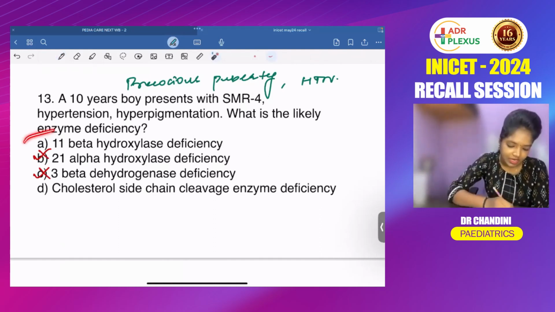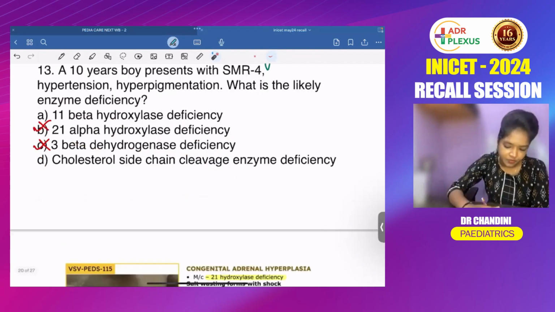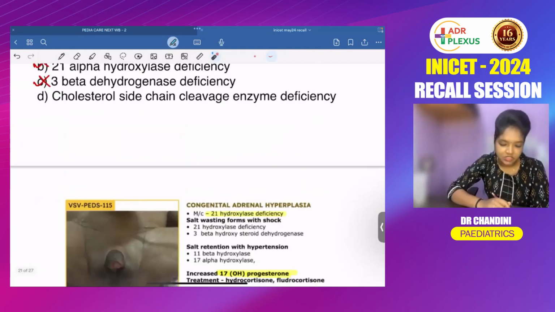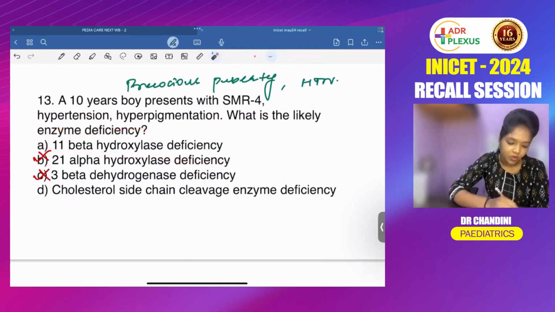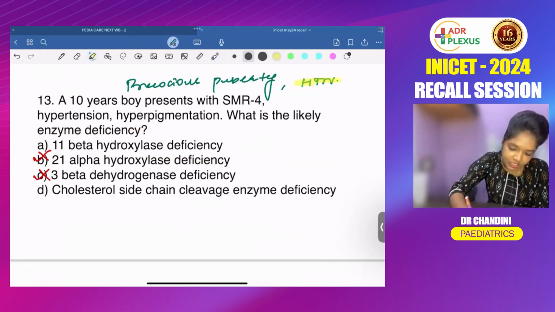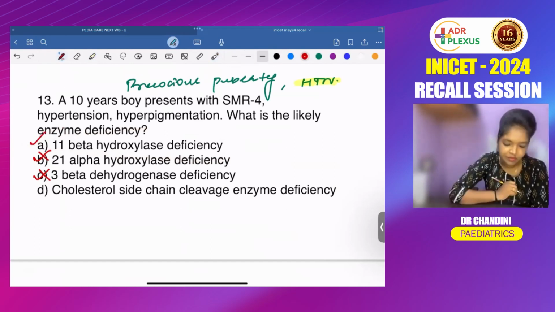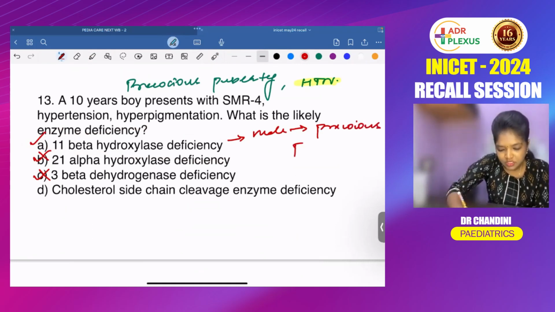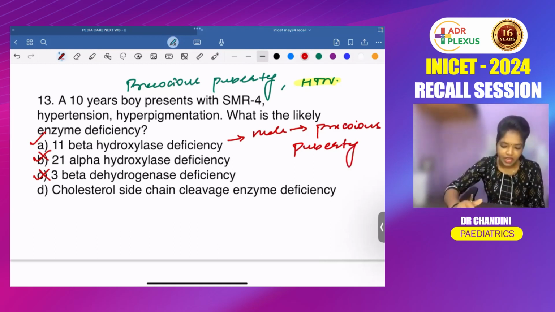We are just left with 11 beta and cholesterol side chain cleavage. Looking at our video, I have already told you, with hypertension we have two other enzymes, 11 beta and 17 alpha. 17 alpha is not there in the options, so 11 beta becomes the answer. 11 beta is the one presenting with hypertension. So the actual answer is 11 beta hydroxylase deficiency. In 11 beta hydroxylase deficiency, the male child presents with precocious puberty.